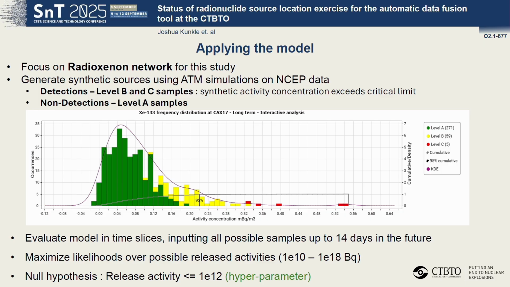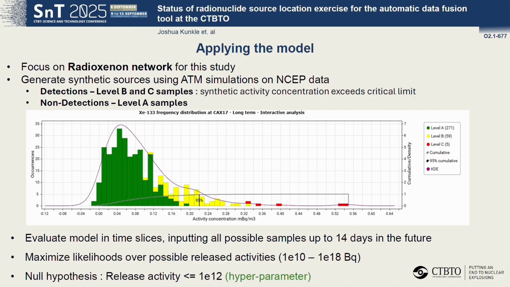So how do we apply the model? I'm focusing here on the radioxenon network. As I said, we have detections and non-detections. Here we have a categorization scheme. We have level B and level C, which are exceeding the Curie limit or the critical limit. Those are detections, and anything that's not level B or C, which are level A samples, are non-detections.